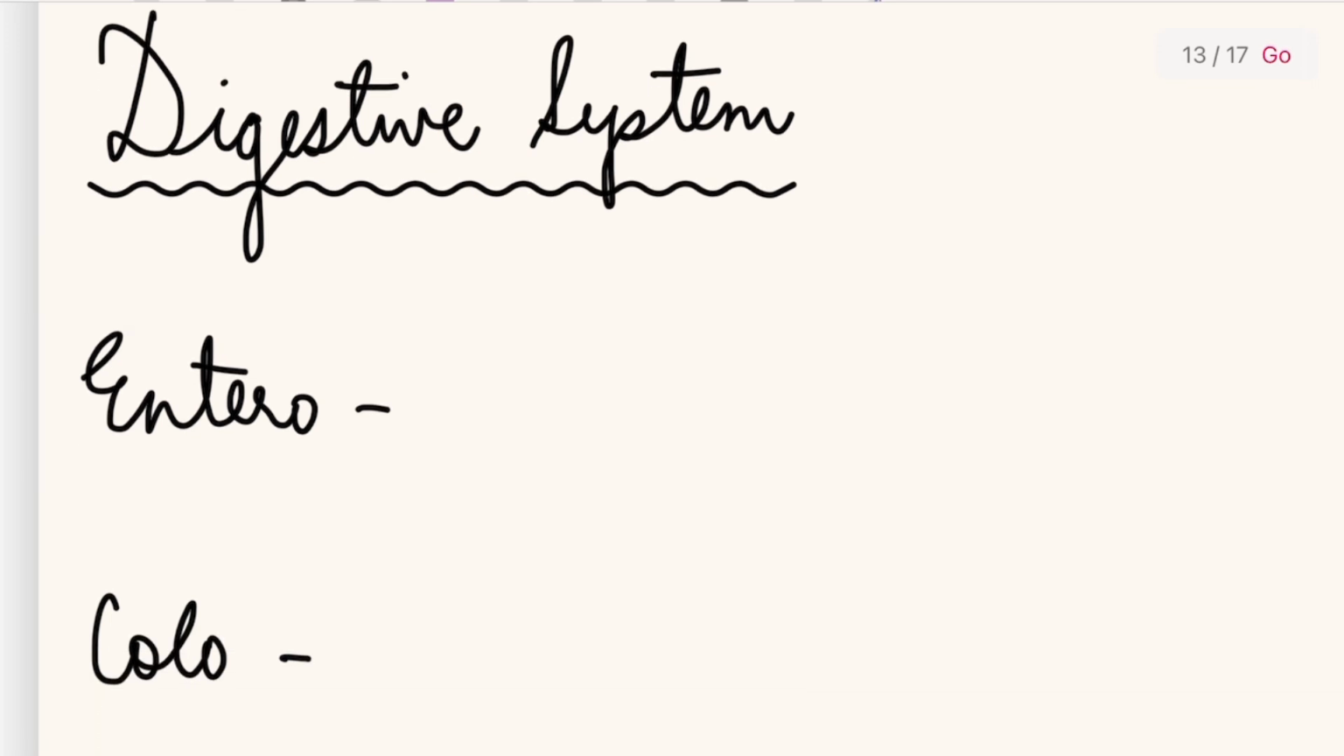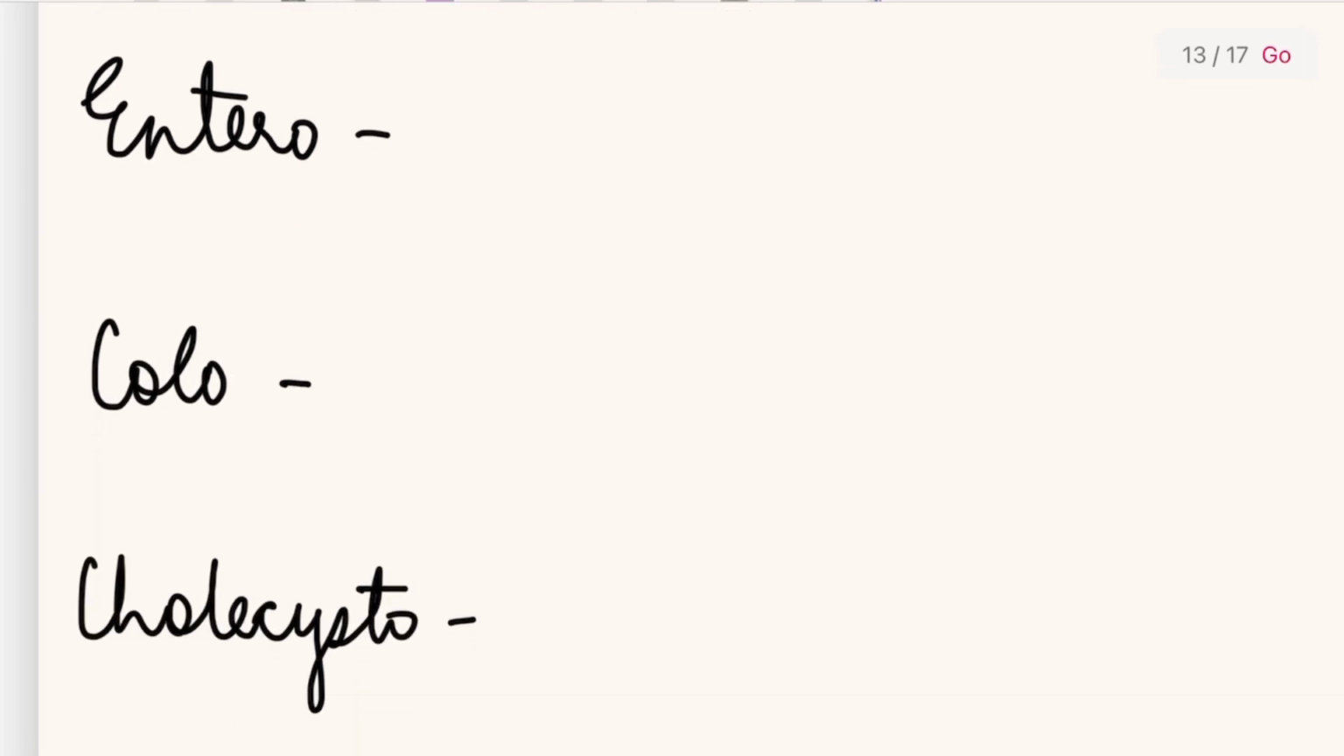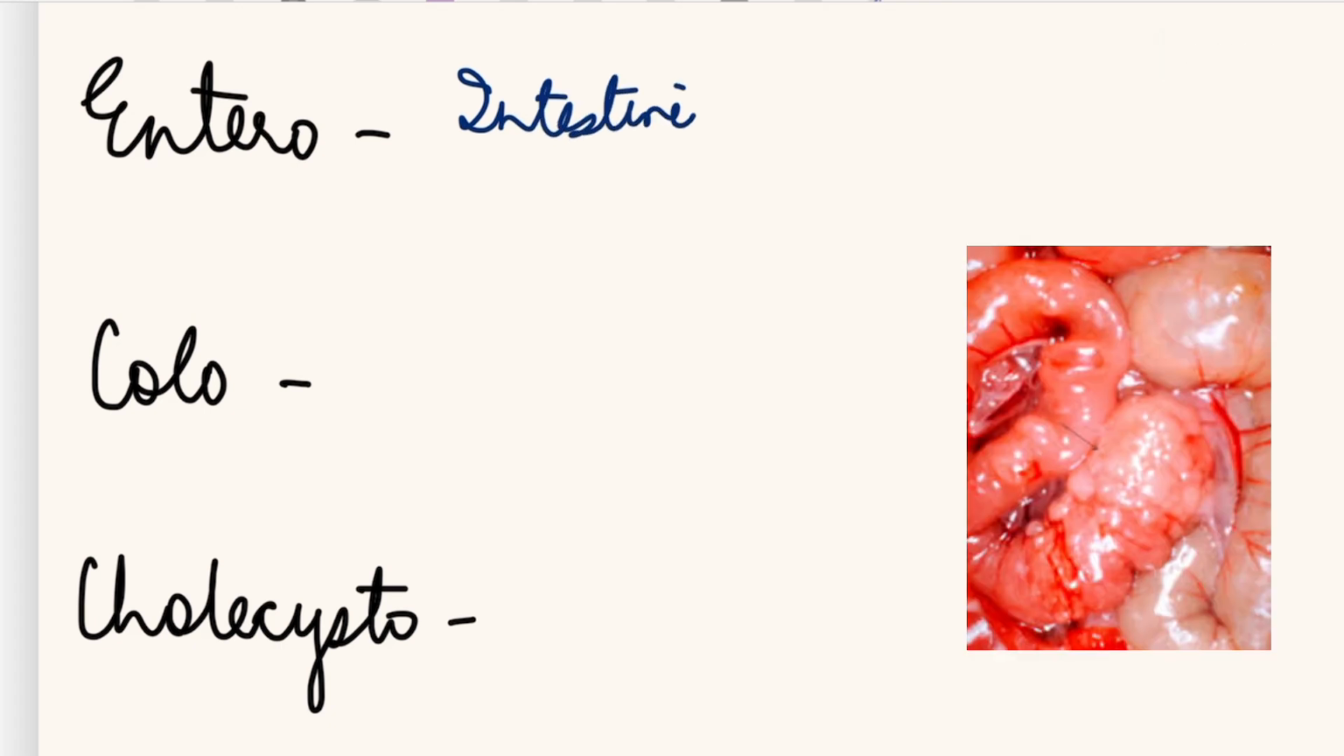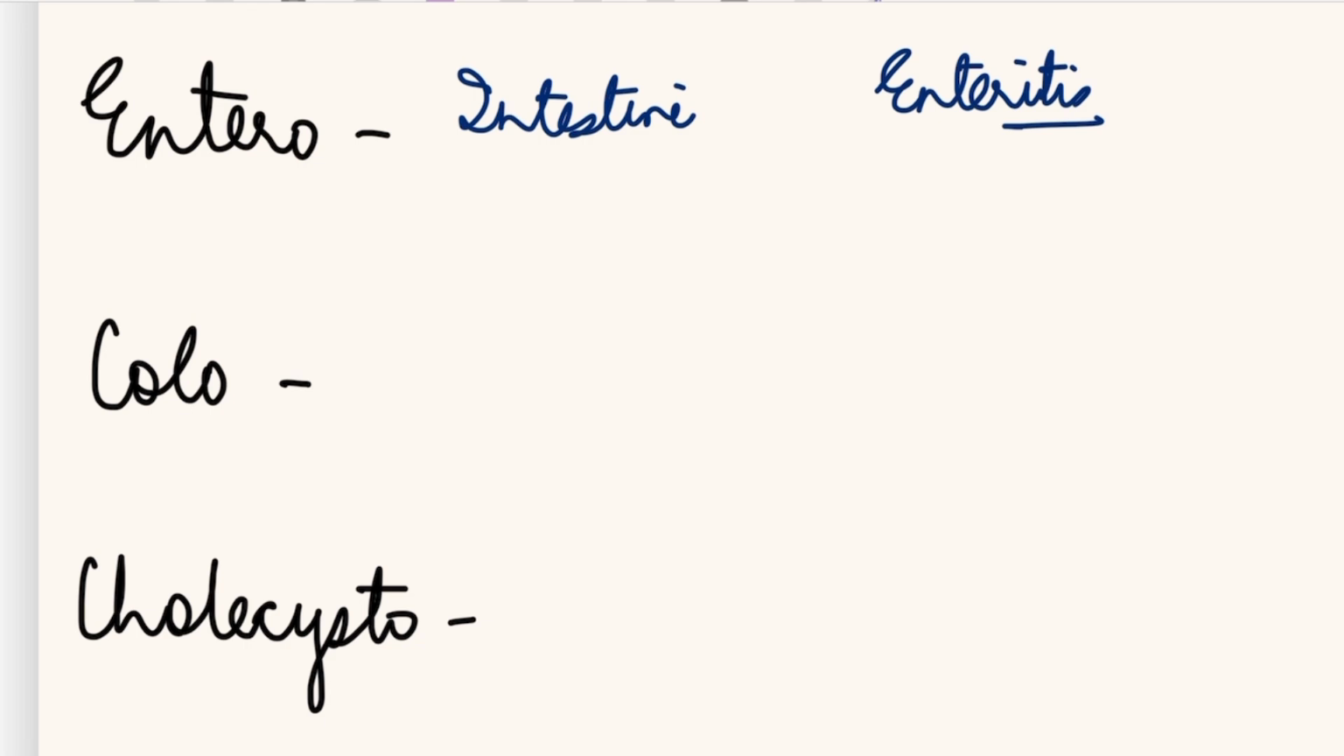Now we come to the digestive system. Over here, the first word is entero. Entero means intestine. Usually, it is referred to as small intestine. The word is enteritis. Itis means inflammation. So I think now you can guess what enteritis means. Do comment if you can guess it.